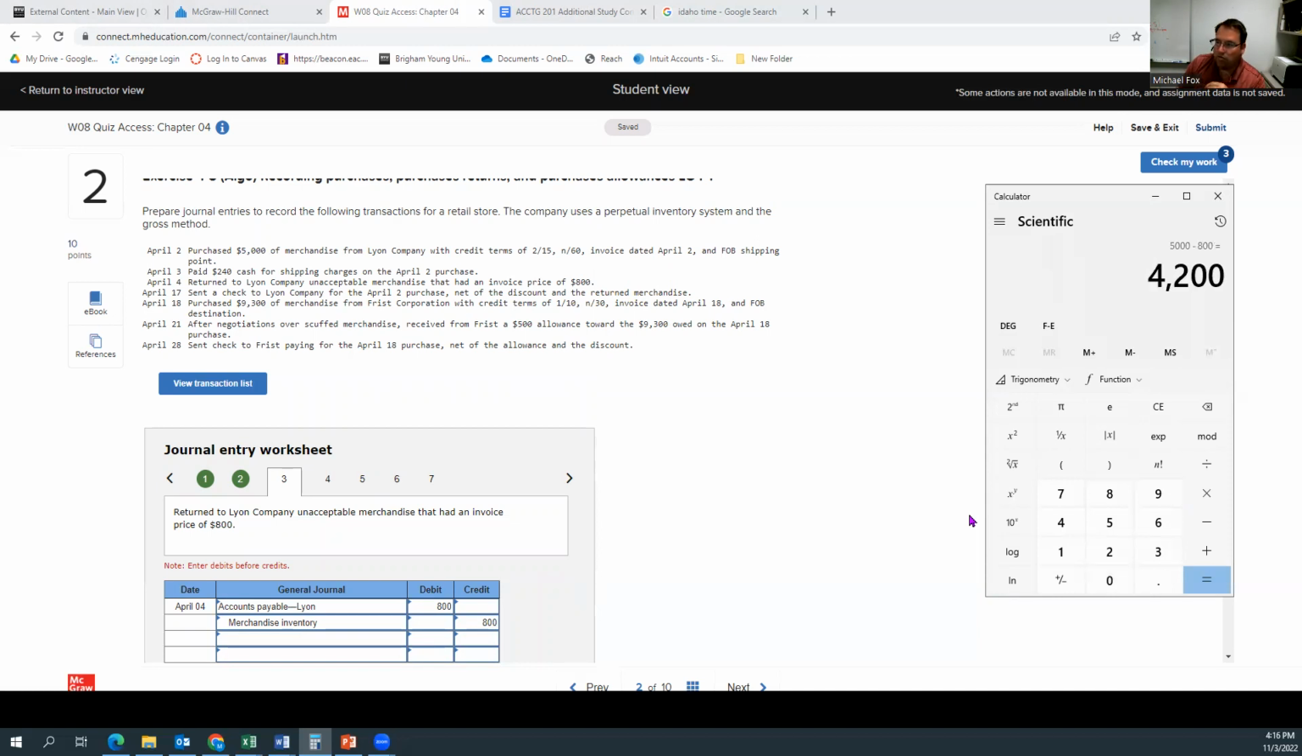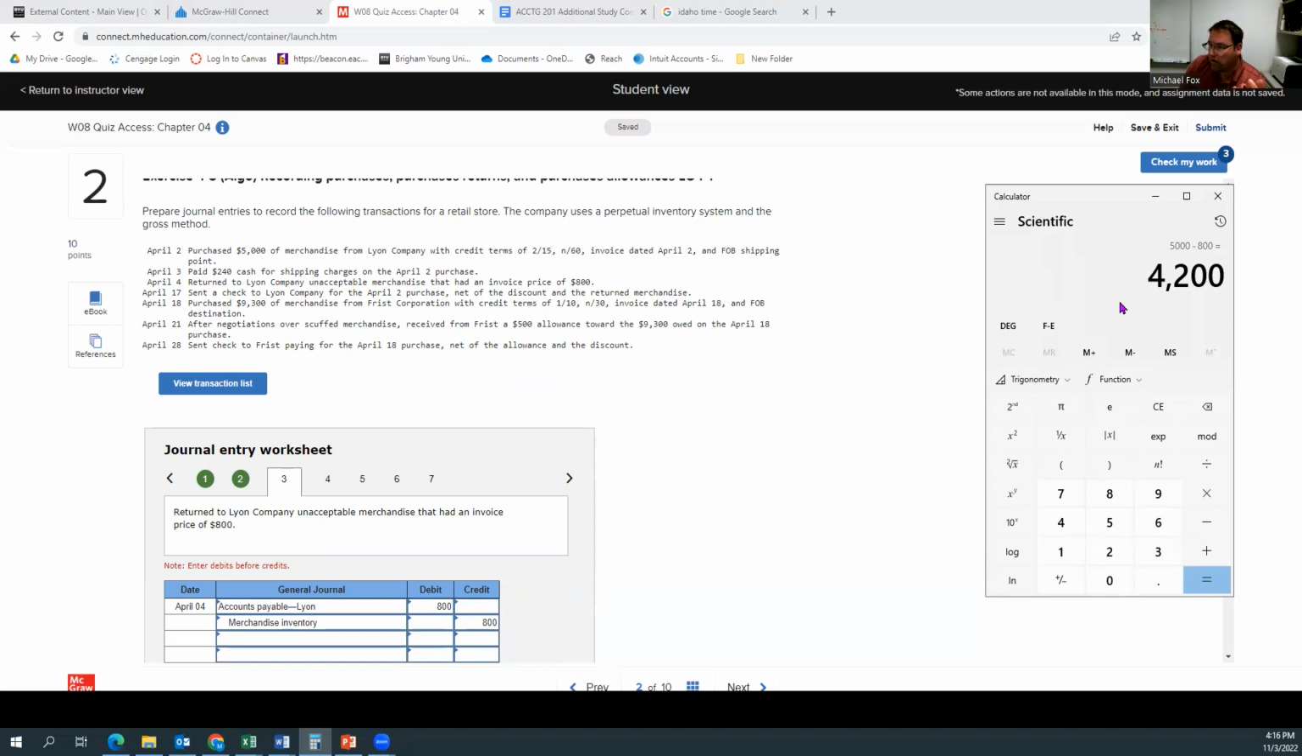So I owe them $4,200. That's the amount of my accounts payable at this point. And now I'm going to take a 2% discount of that. There's a couple ways to do this. Some people like to multiply this by 2% and then subtract that amount from the 4,200.